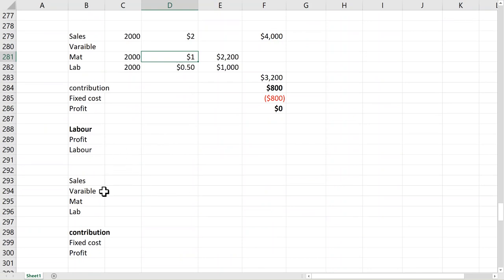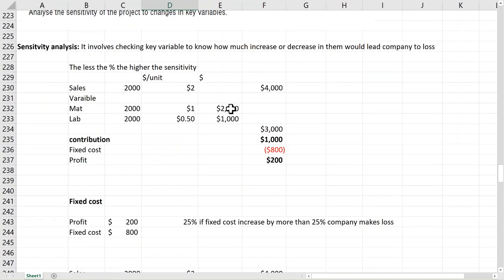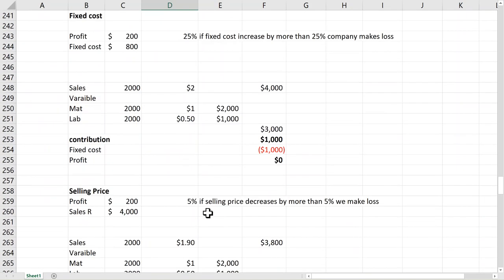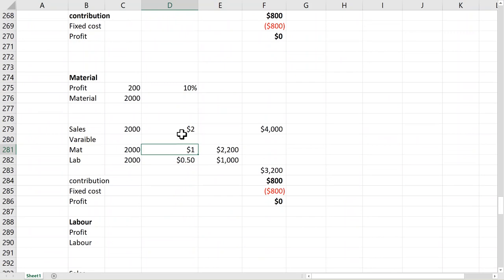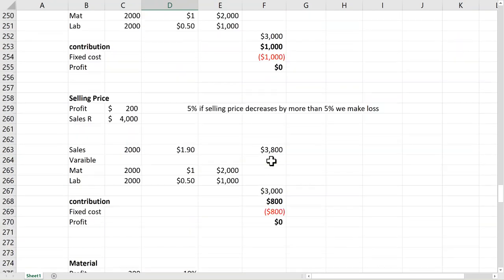Next, labor, we do the same thing. Profit divided by labor. Labor is 1000. So profit divided by labor gives us the percentage, less sensitive than material. Let's prove it.